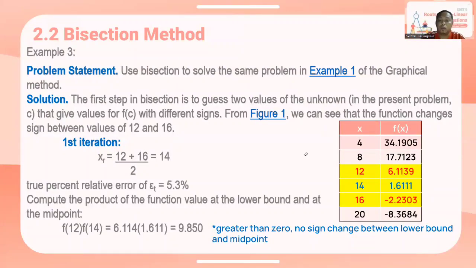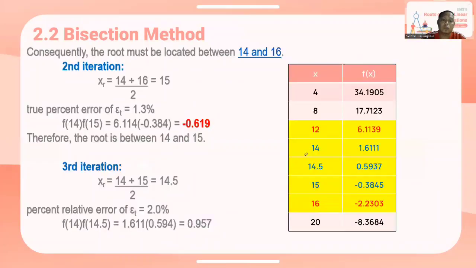So 9.85 is greater than 0. Therefore, no sign change between lower bound and midpoint. So we continue with our second iteration.